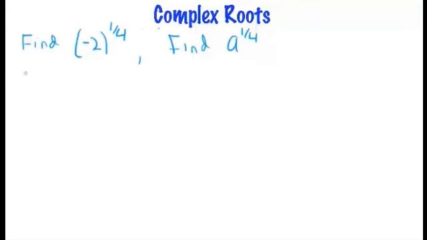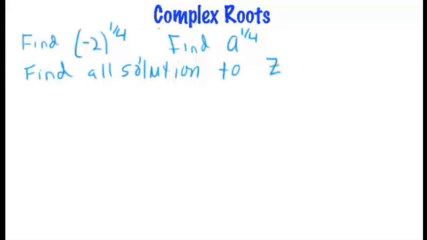Let's be precise about what we're asking here. We're really saying, find all or find one solution to the polynomial equation z to the fourth equals a. This means exactly the same thing as finding fourth roots. If you have a number z whose fourth power is a, then z is a fourth root of a.